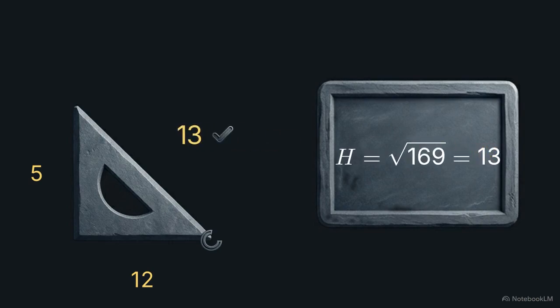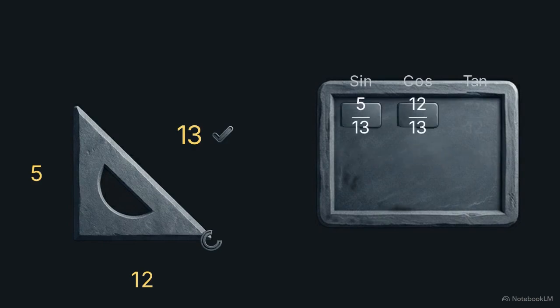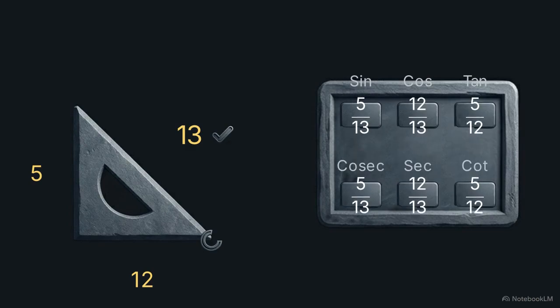Now we plug these numbers into our mnemonic formulas. Sine is 5 over 13, cosine is 12 over 13, and tangent is 5 over 12. To complete the set, we flip those 3 answers. Cosecant is 13 over 5, secant is 13 over 12, and cotangent is 12 over 5.